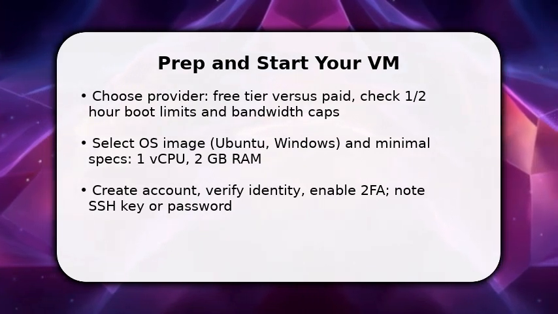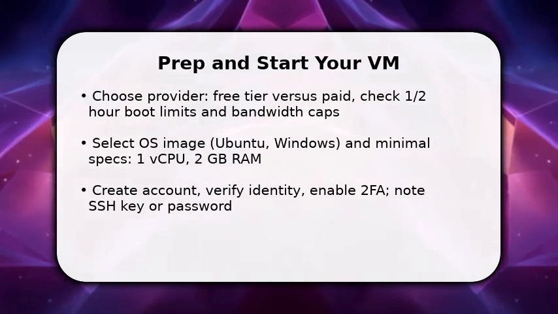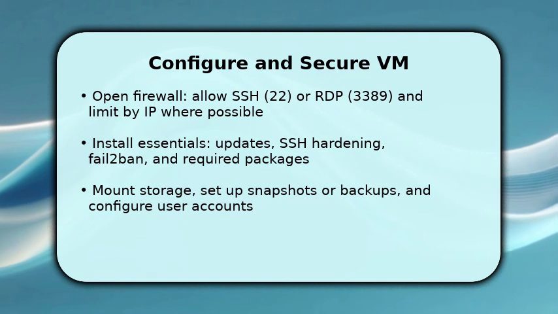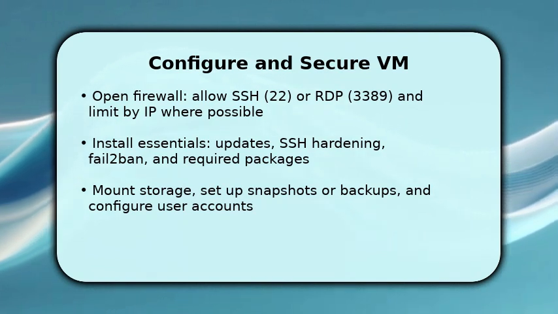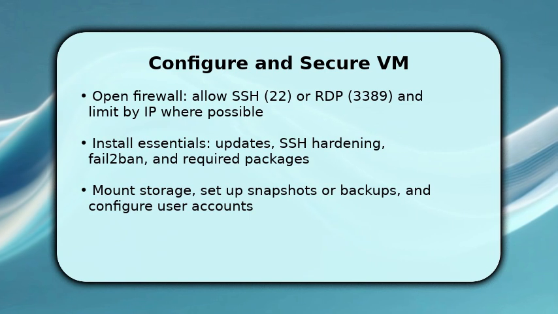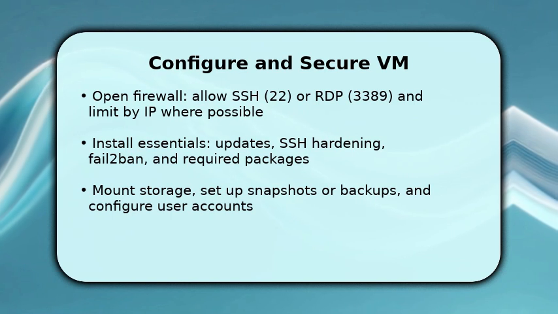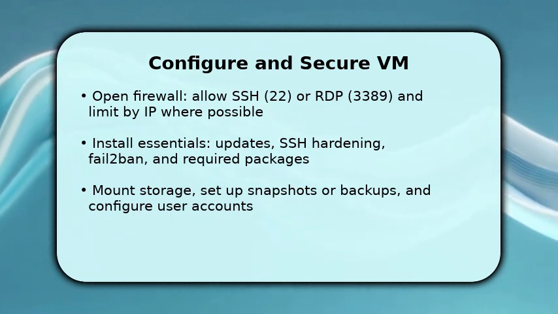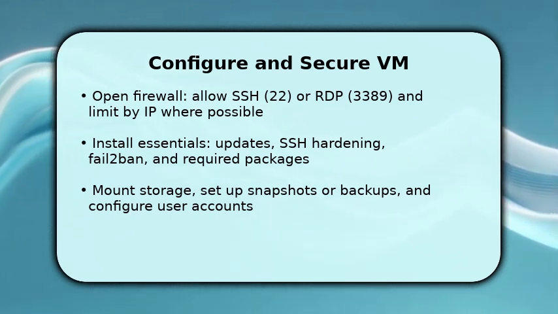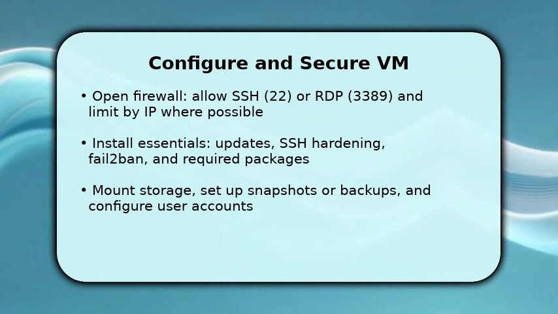Once the VM is running, connect and immediately apply updates so you're not exposed to known bugs. Harden remote access. Change SSH port or restrict to your IP range, disable root login, and install fail2ban. Configure users with sudo, create an automated backup or snapshot schedule, and mount any persistent storage you need.